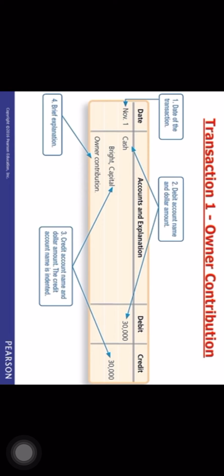So here's the journal entry of that transaction, and let's walk through the format one more time. Step number 1 is putting down the transaction date, which is November 1st. The second step is we always list any accounts that are debited first. Cash is an asset being increased, therefore we put $30,000 on the left-hand side, the debit side of cash. Step number 3 is putting any accounts that are credited. The Bright capital account is increased with a $30,000 credit. And then the fourth and final step is to give a brief explanation so we know what this transaction is, and it is an owner contribution. Again, notice our basic accounting rule, our debit equals our credit.